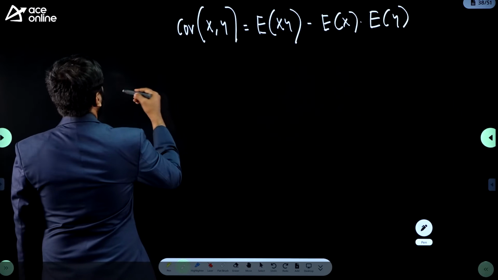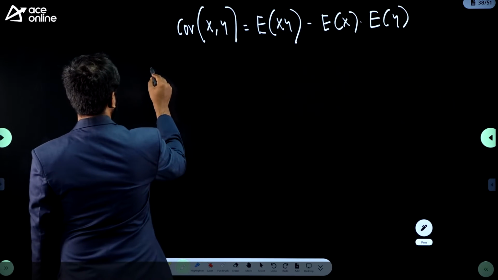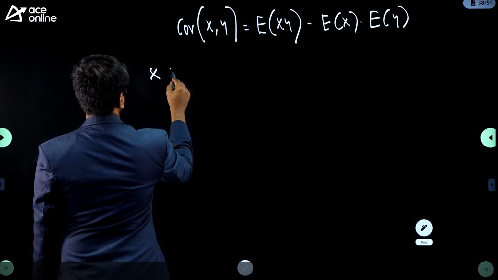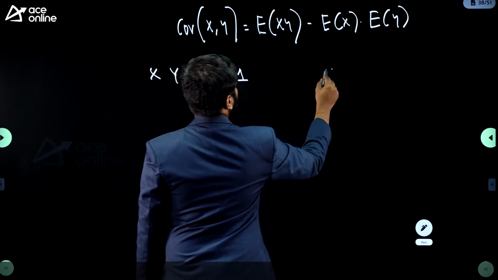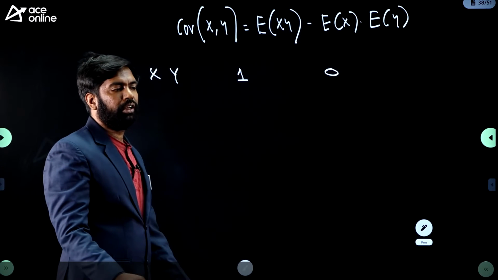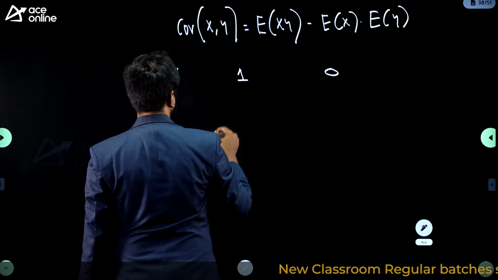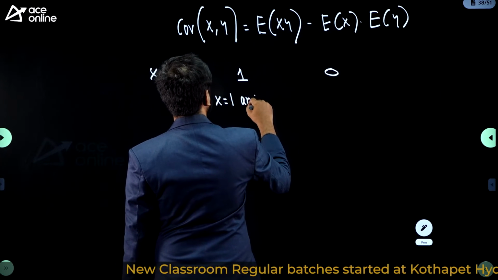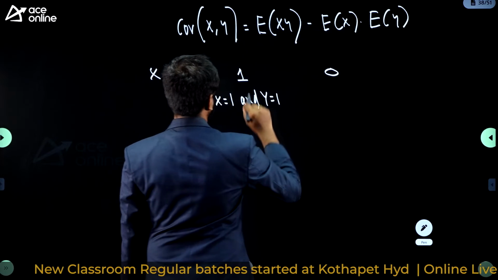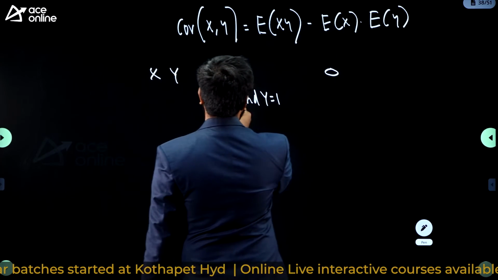So what are the possible values of xy? For example, xy will take 1 and it can take 0. It can't take any other values, only these two values. When will it take 1? It will take 1 in the case of x equal to 1 and y equal to 1. So this is when the product can become 1.